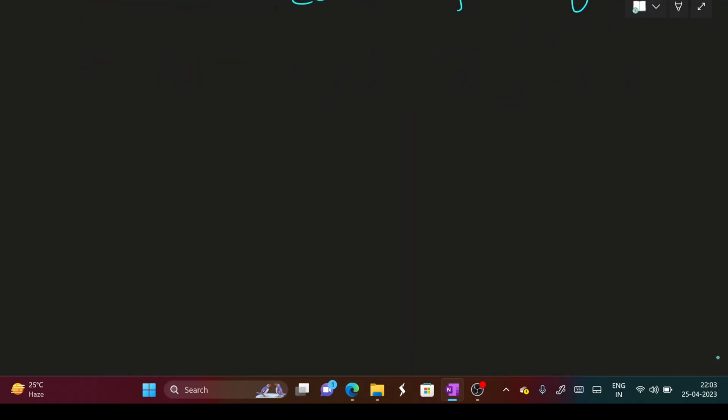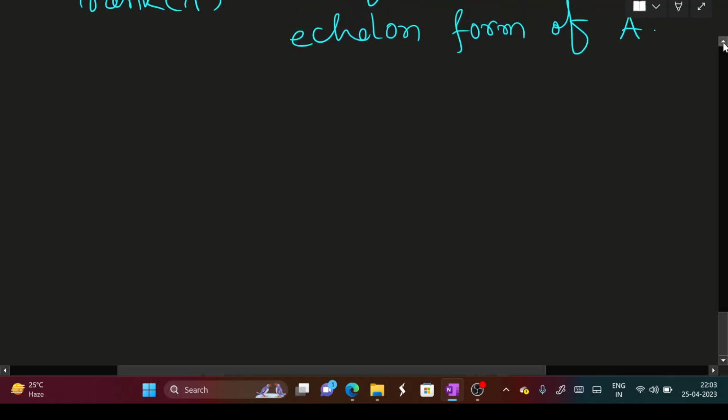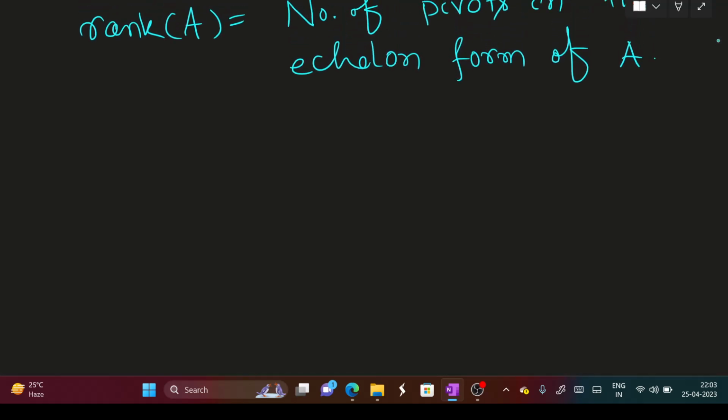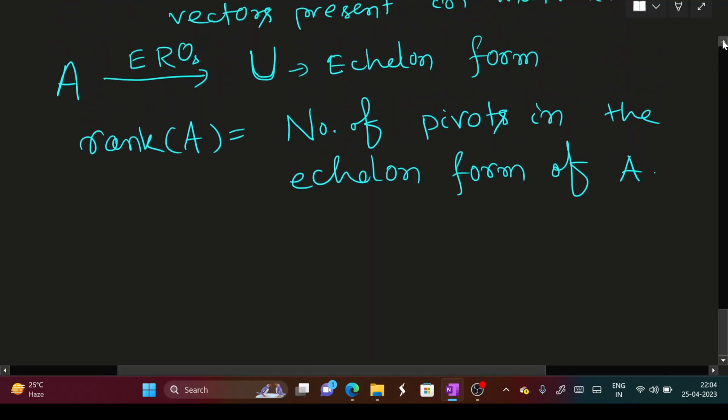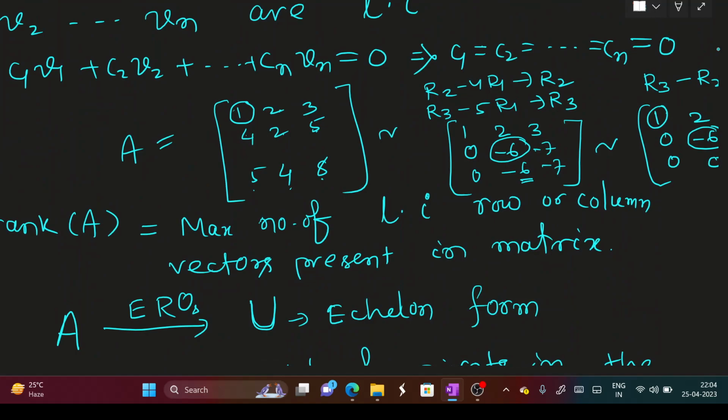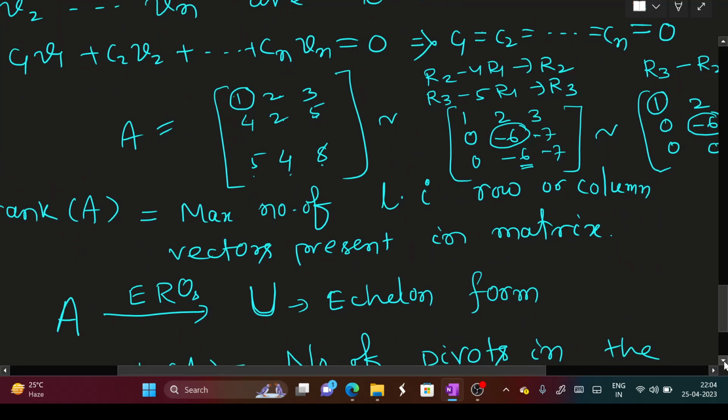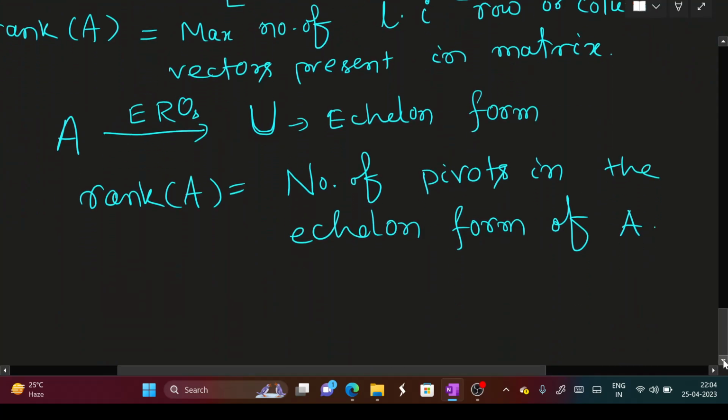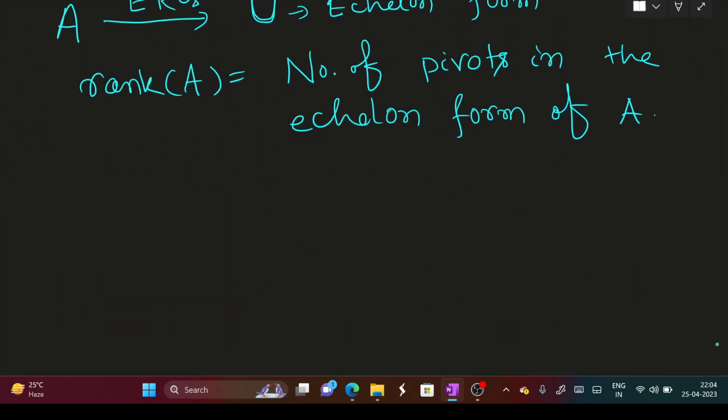Okay, so how to verify now? What are the different applications of rank? One of the most significant applications of rank is to verify linear dependency or independency of vectors. Now in this matrix, what is the rank? Already we have calculated. So here, what is the rank of this matrix? It is 2. How to calculate rank of a matrix? We got it.